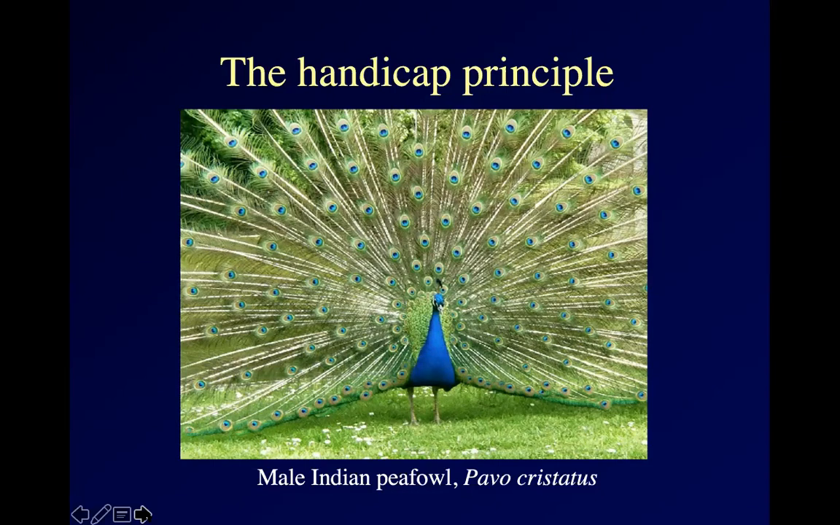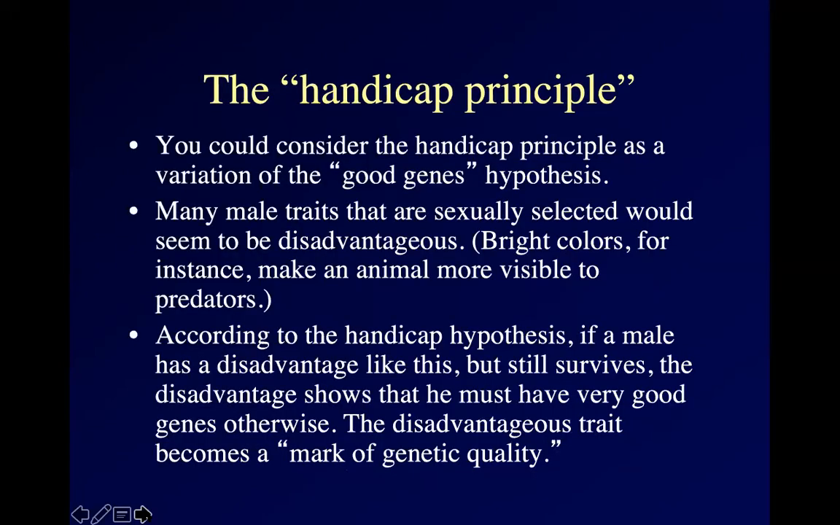Peacocks can, in fact, fly, but you would think that, first of all, having a brilliant blue body and enormous tail would make it easier for predators to spot you and would also make it harder for you to get away. If you have to drag around an enormous tail like that, and it's also a drain on resources, right? Those feathers are made of protein. It must have taken a lot of metabolic energy to create all of that keratin protein and grow all of those enormous feathers. So many male traits that are sexually selected would seem to be disadvantageous.